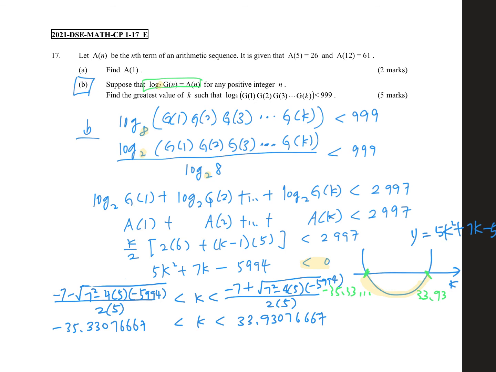Based on that, of course the greatest value of k will be just 33. And then this part is also done.